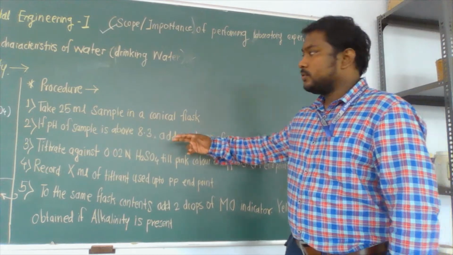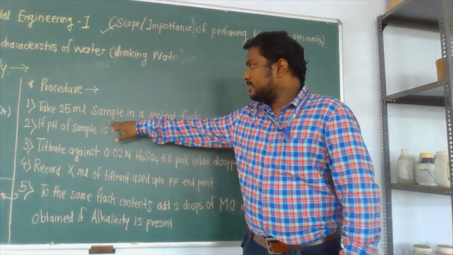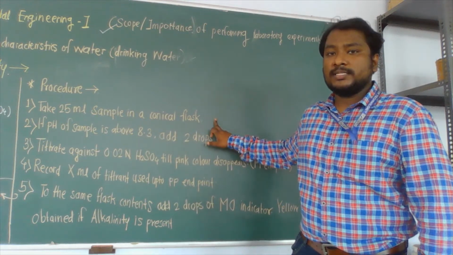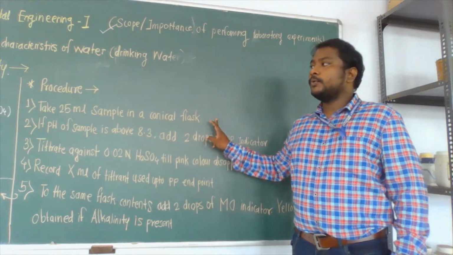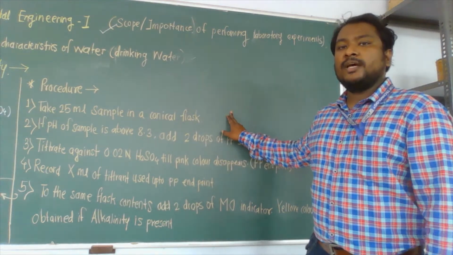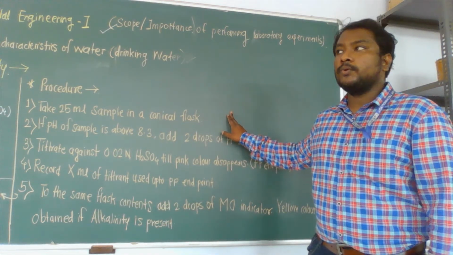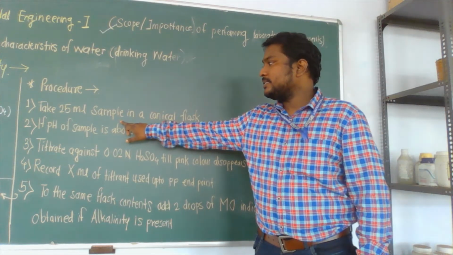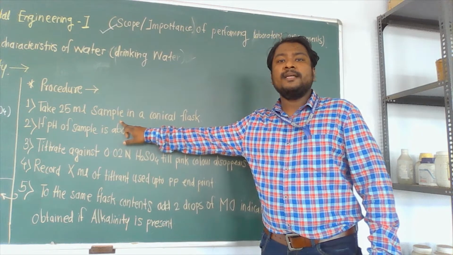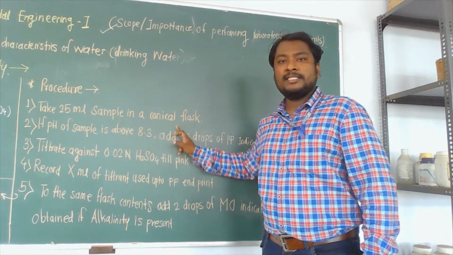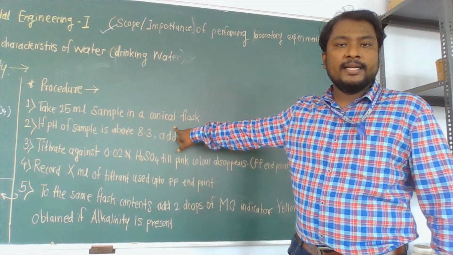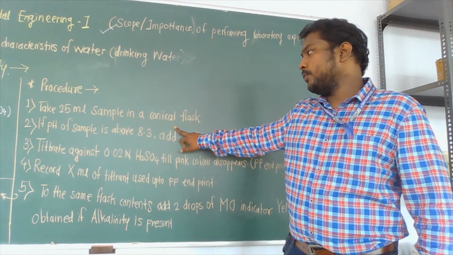Particularly talking about the procedure, first take 25 ml sample in a conical flask. As I have discussed with you, it is a titration procedure, or titrimetric procedure, known as volumetric analysis. Hence, we will take a certain sample volume. In this case, the volume of the sample is 25 ml, and the type of sample we are going to take is our laboratory's tap water, environmental engineering laboratory tap water.